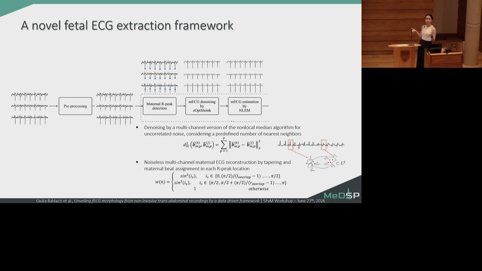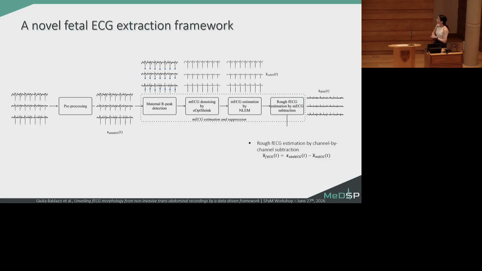So actually what we obtain is a noiseless template for each maternal beat that can replace the original one in a noiseless maternal ECG trace, also leveraging a sin square-like function for tapering. So after that we can subtract this noiseless maternal ECG from the corresponding abdominal ECG channel to have a preliminary estimation of the fetal ECG, which however is still affected by noise.